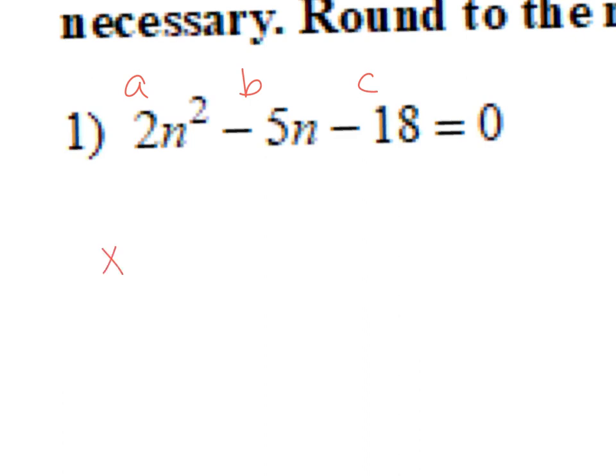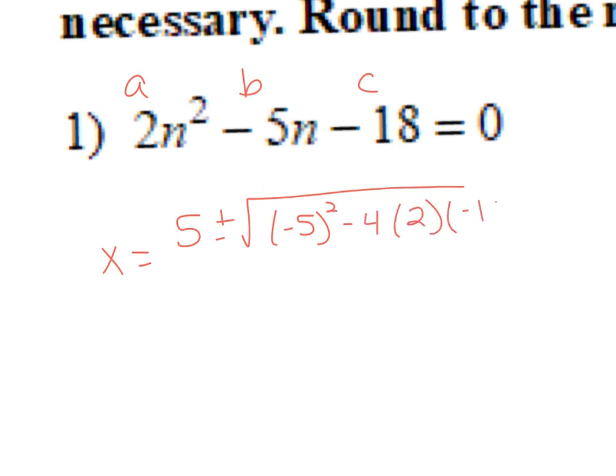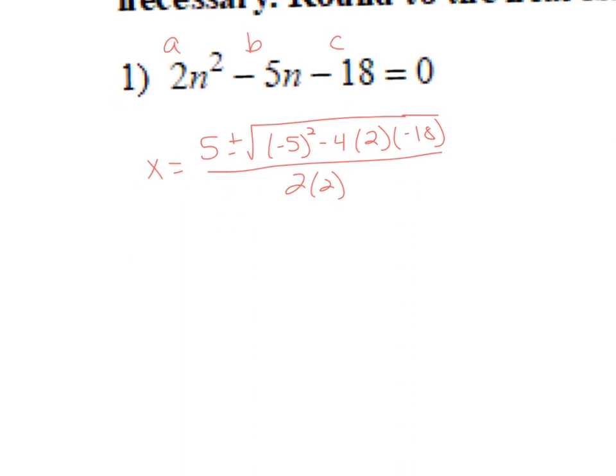So now I'm going to do my quadratic formula. Negative B, or opposite of B, will be 5, plus or minus the square root of B squared, -5 squared, minus 4 times A, which is 2, times C, which is -18, all over 2A, or 2 times 2. Working the calculator a little bit, I'm going to work the inside first: -5 squared minus 4 times 2 times -18.